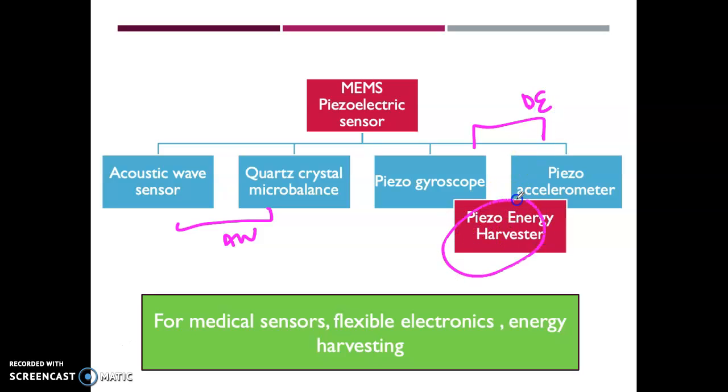So where does this piezo energy harvester come from? Harvester means you are going to vibrate the piezo material, right? When you vibrate it, you have mechanical energy, and you accumulate the voltage to become a power source. So that's why it's called piezo energy harvester. There are various applications of this piezo sensor. One is mechanical, another is flexible, where you use polymer as the substrate, and the last and most popular one is energy harvesting.